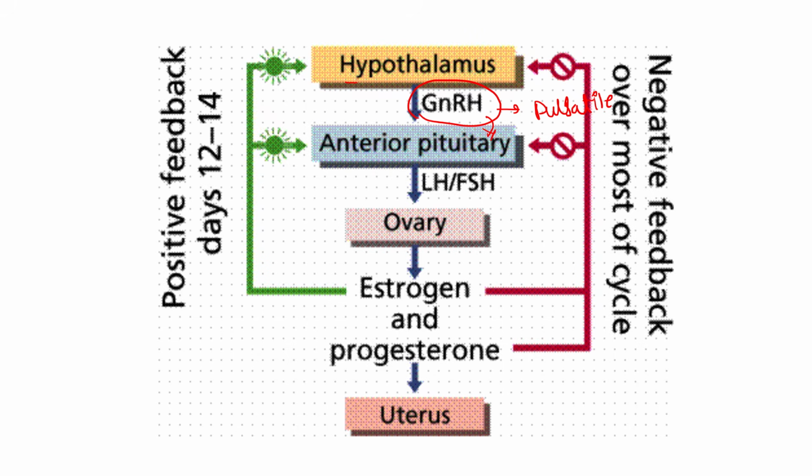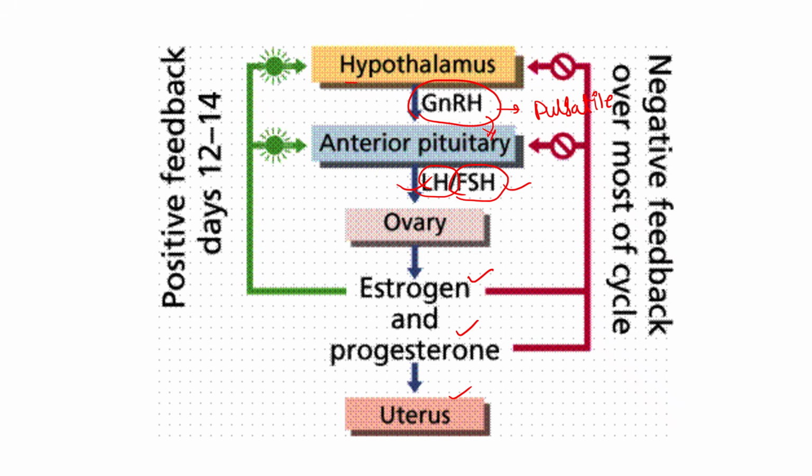And this acts over the anterior pituitary. The anterior pituitary will secrete gonadotropins like follicular stimulating hormone and luteinizing hormone, which act on the ovary to produce estrogen and progesterone. These estrogen and progesterone will act over the uterus.